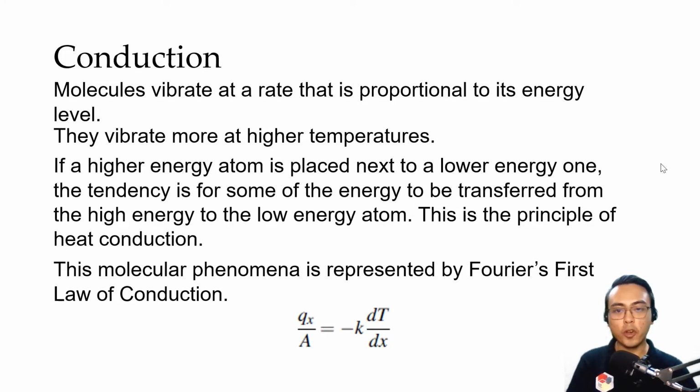The phenomena of conduction is represented by Fourier's first law of conduction. As we have discussed earlier in our introduction to transport phenomena, we have here the rate of heat transfer Q divided by the heat transfer area A is equal to negative k, or thermal conductivity, multiplied by the gradient dT over dx, or the change in temperature with respect to position.